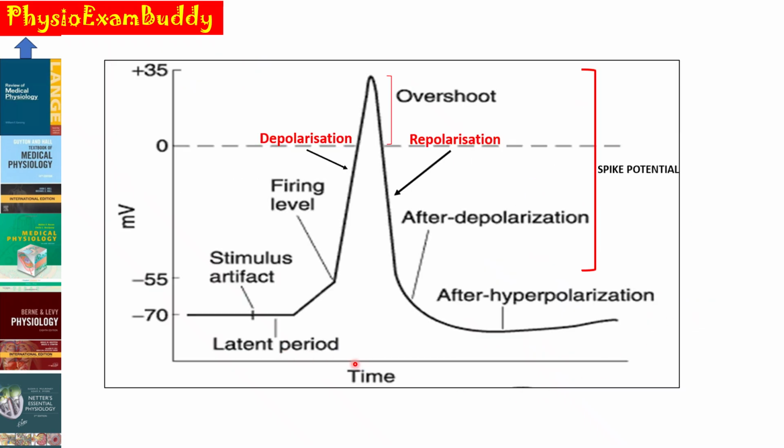So this is the diagram in short. That is, first there will be a stimulus artifact followed by the latent period, then the beginning of the depolarization, and the first portion of the depolarization, that is up to 15 millivolt, that is up to minus 55 millivolt.